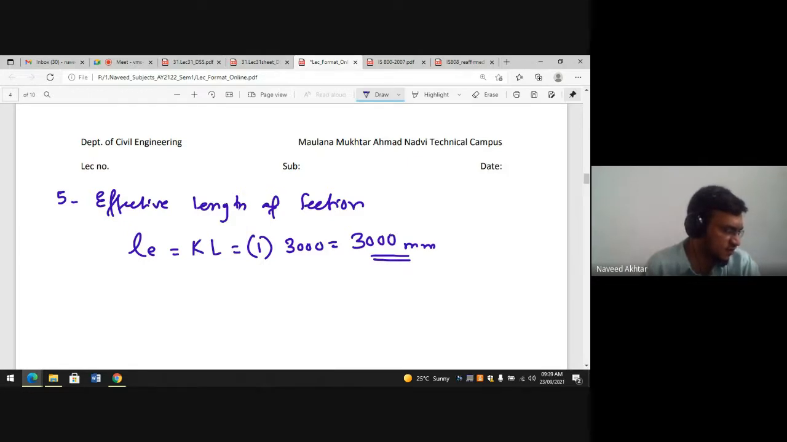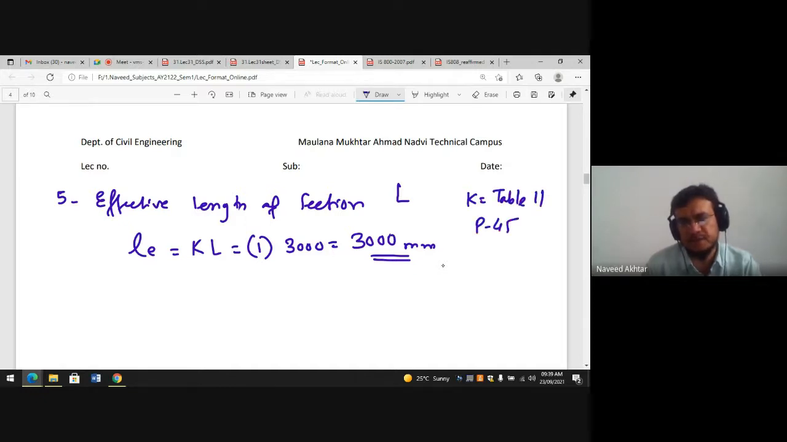This is the effective length of the section. Otherwise, if the effective length is not given but the unsupported length L is given, then you can find the value of K from table number 11 at page number 55. From there you can find the value of K, and LE is nothing but K times L.